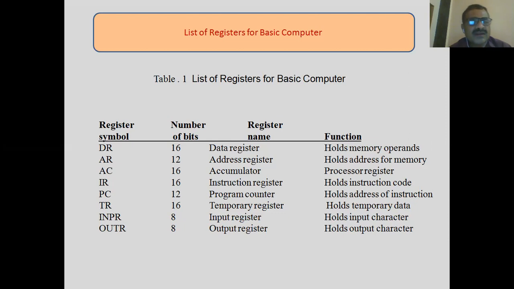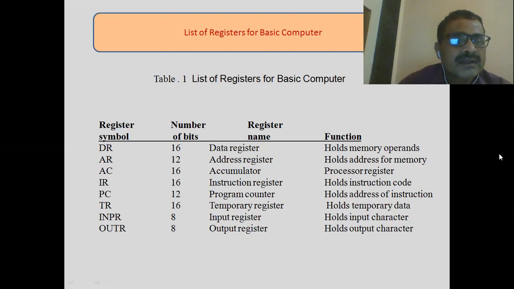The next register is the IR. It is an instruction register. Next, the fifth one is PC. It stands for program counter, which is a 12-bit register which holds the address of the next instruction to be executed. There is a next register called TR, which is a 16-bit temporary register. We'll be discussing TR in detail.